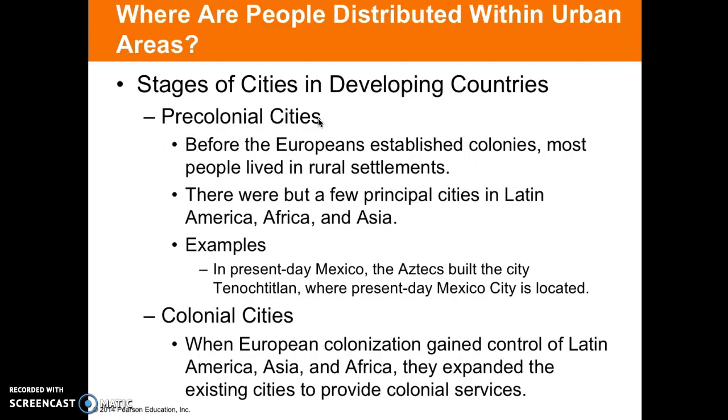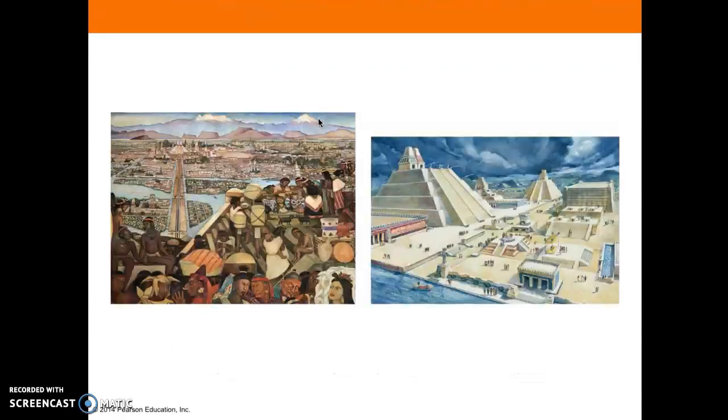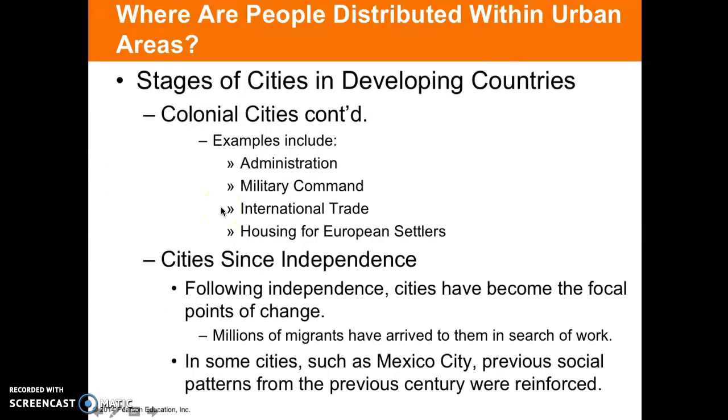Within developing countries, most people lived in rural settlements before the Europeans established colonies, and really immediately after too, right? But there were a few principal cities in Latin America, Africa, and Asia. For example, the Aztecs had major city centers before it was colonized. Existing cities in Latin America, Asia, and Africa were expanded to provide colonial services once the Europeans took over. And you can see the development of what is later Mexico City.